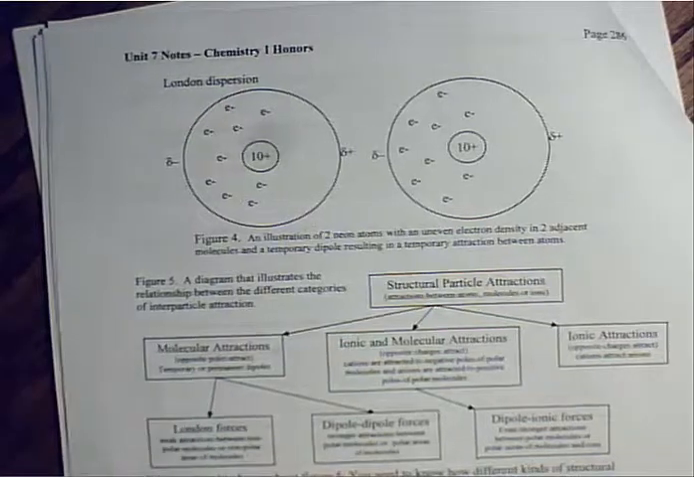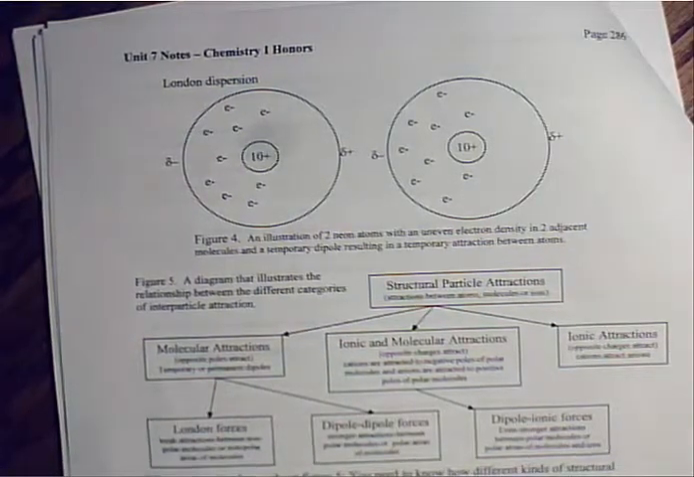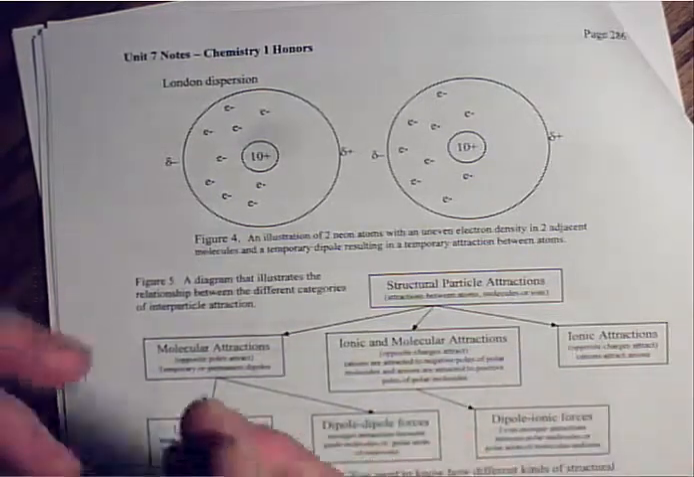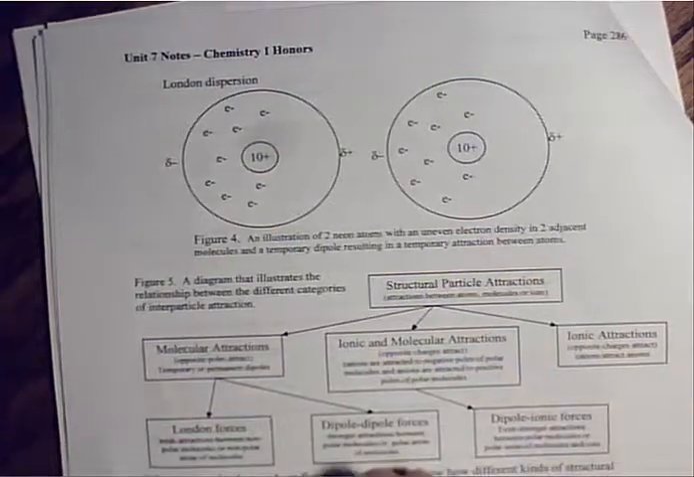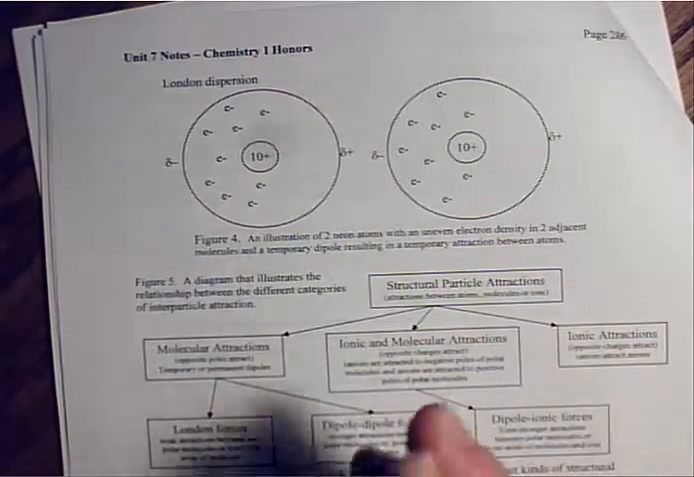Well, that creates a temporary and somewhat weak type of polarity, and it's very, very brief because it only exists as long as that uneven arrangement of the electrons. It's called an uneven density of electrons. Okay? A shift in electron density.